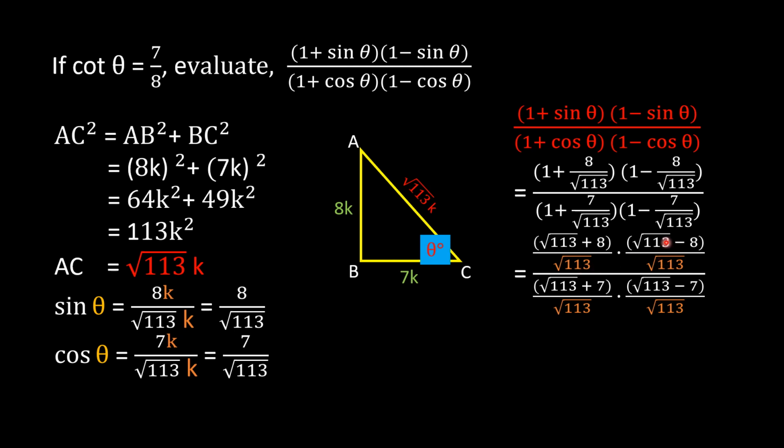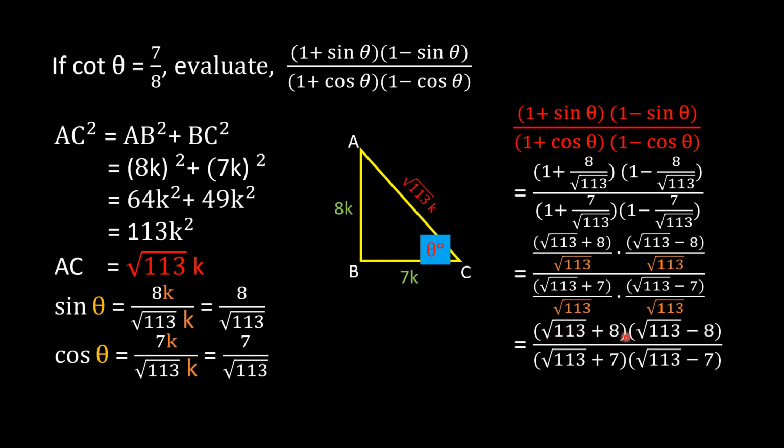So similar calculation can be done with this and with this. So we get this expression. Here under root 113 is in numerator as well as in the denominator. So this gets cancelled and we get under root 113 plus 8 multiplied by under root 113 minus 8 divided by under root 113 plus 7 multiplied by under root 113 minus 7.